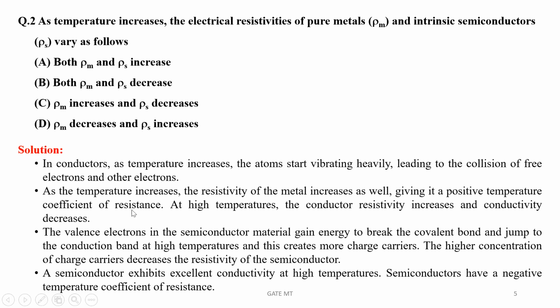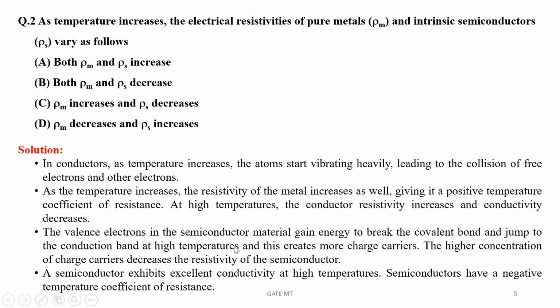Therefore we can say that as the temperature increases, the resistivity of the metal increases. And there is another possible question: what is the variation of the coefficient of resistance? If something is directly proportional, we can say that it has a positive correlation. Therefore it gives a positive temperature coefficient of resistance, and at higher temperature the conductor's resistivity increases and therefore conductivity decreases.